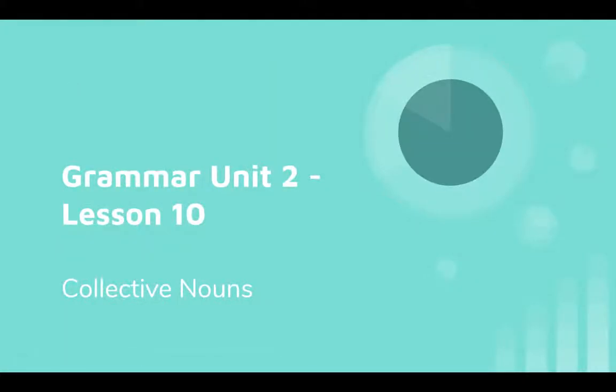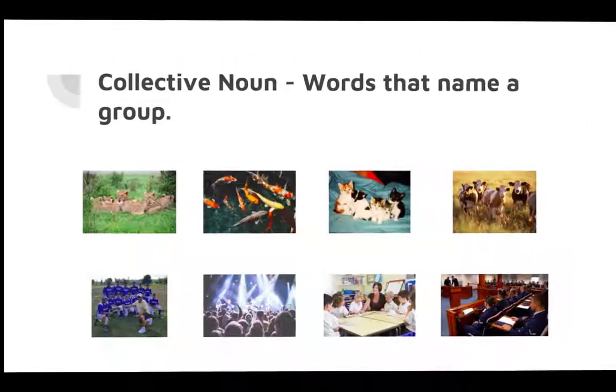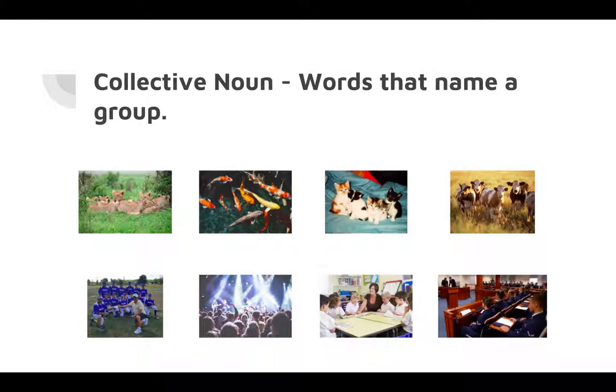Today we're going to be looking at a type of noun called a collective noun. Now, a collective noun, just like if you collect something, means you have more than one. In this case, a collective noun is a word that names a group. So let's look at these different pictures and try to figure out their collective noun.